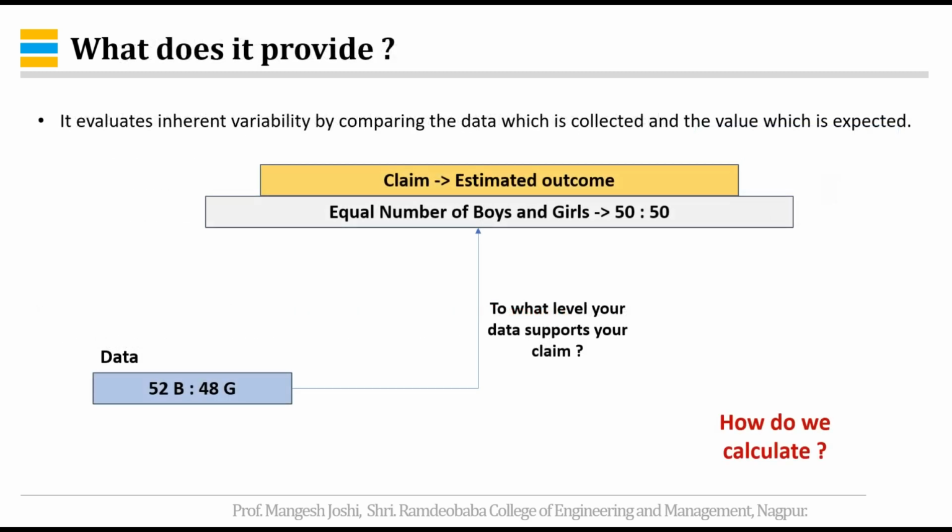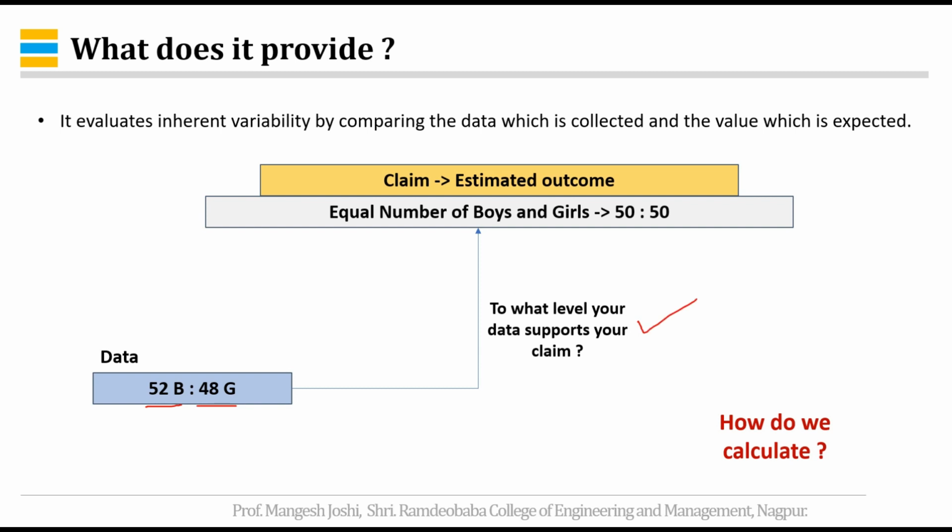Now, what does it provide? It evaluates inherent variability by comparing the data which is collected and the value which is expected. The claim is the estimated outcome. Equal number of boys and girls was the claim, and hence the estimated outcome should be 50 boys and 50 girls. After collecting the data and counting the number of boys and girls present in the sample, you got 52 boys and 48 girls. To what level does your data support your claim?